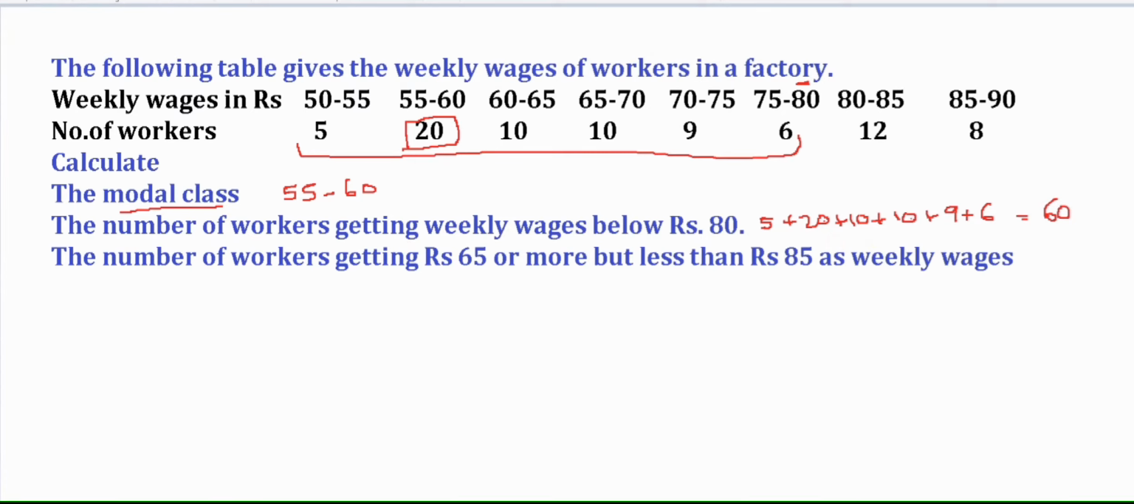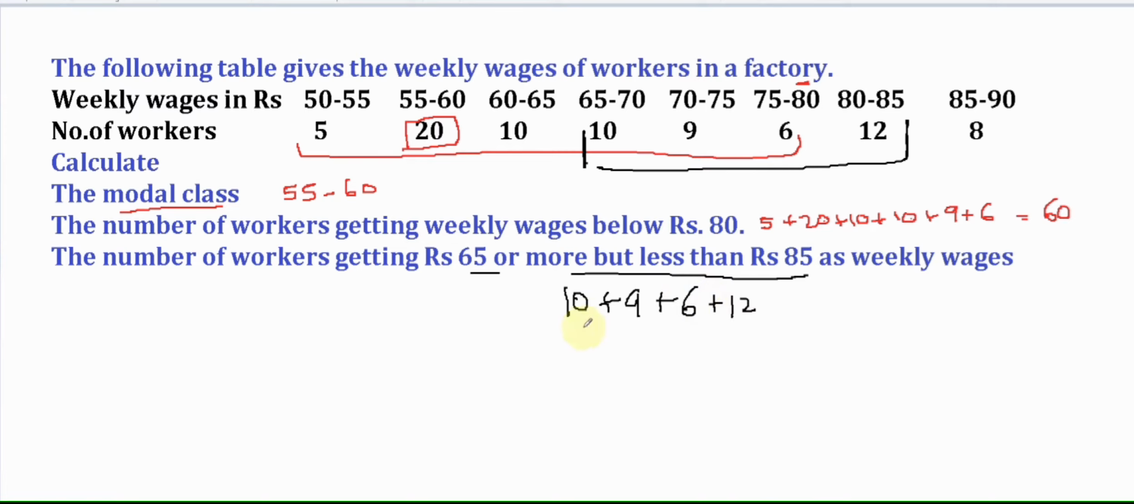Now it is asking the number of workers getting rupees 65 or more but less than 85. 65 or more, so here you can see that 65 or more are here. It starts from here, and less than 85 will be up to here. So I need to add all of them. So here 10 plus 9 plus 6 plus 12. I need to add these. So here I will have 10, 19. 19 plus 6 is 25, 35, 37. So here the total answer is 37.